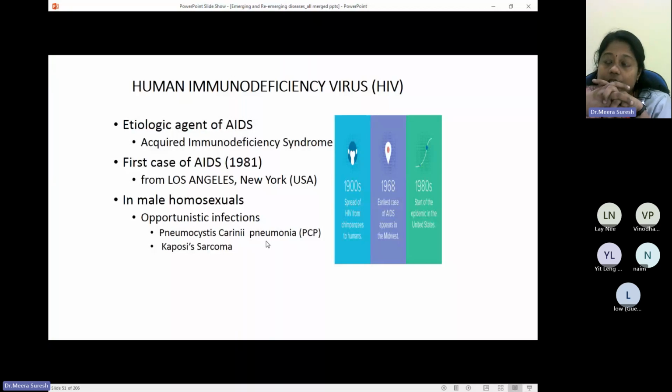So, physicians in America at that time noticed that many younger males, in their 20s and 30s, were coming with this particular type of pneumonia. And some also had Kaposi sarcoma, which is a characteristic type of tumor. So they were able to diagnose the disease, Pneumocystis carinii pneumonia and also Kaposi sarcoma, but they were not able to understand why this group of people were having these symptoms.